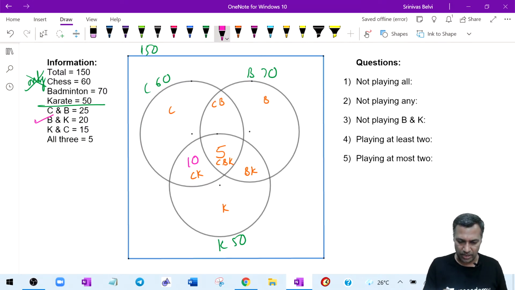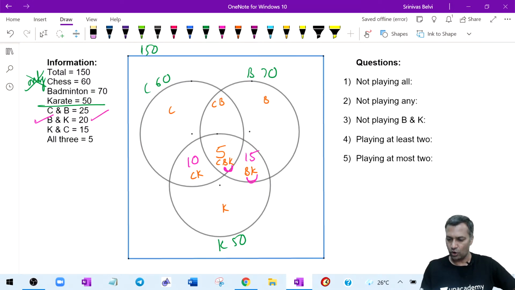Next one. B and K is 20. There is already a B and K here, which is 5. Another B and K, how much? 15, because 15 plus 5 makes this 20. The second premise is very clear. Let's go to the third one. C and B is 25. There is already a C and B here, which is 5. Therefore, another 20 more for this C and B.